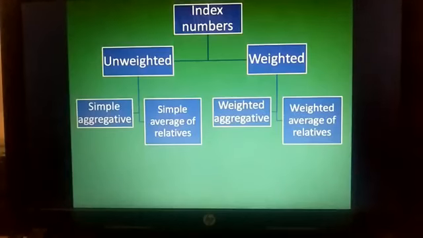In the previous video, we have understood this classification of index numbers as unweighted and weighted, in that simple aggregative, simple average of relatives, weighted aggregative and weighted average of relatives. We shall consider one by one these types of index numbers and those formulae which will be very important in problem solving.